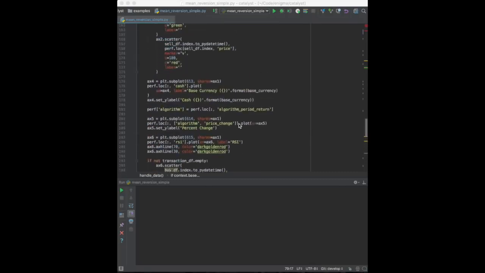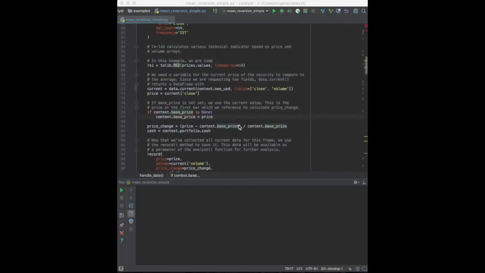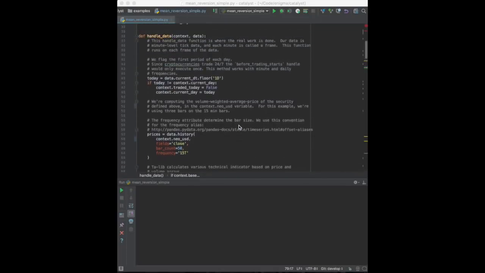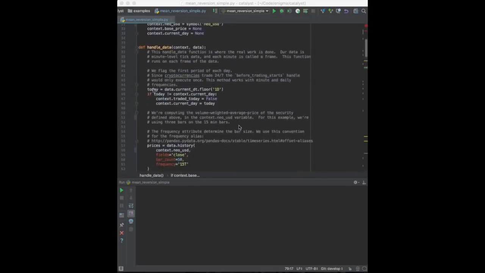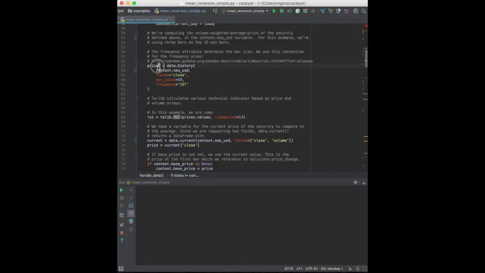Now that we've defined the parameters of our strategy, let's go back to handle data and take a closer look at the business logic that we will use for trading. First thing that we do here is determine whether the current frame is the first of the day, and if so, we reset our trading today flag.